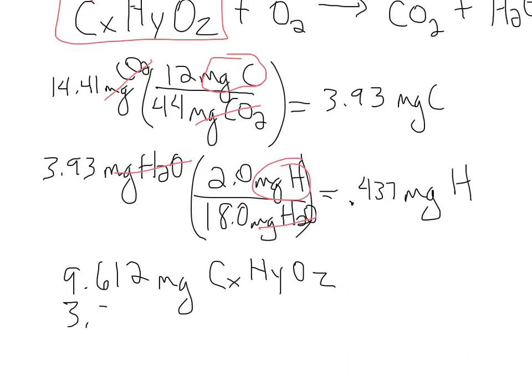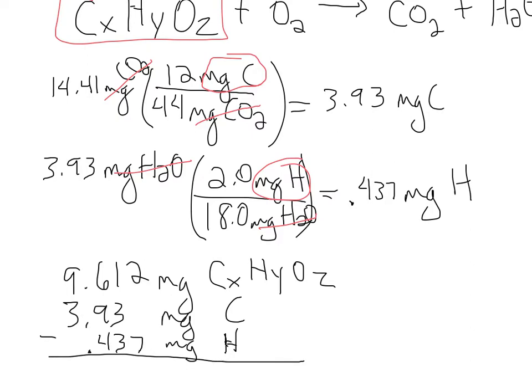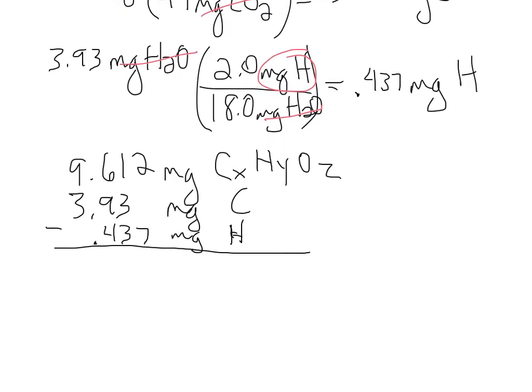We had figured out that there is 3.93 milligrams of carbon and 0.437 milligrams of hydrogen. All we're going to do is subtract. The element that we haven't accounted for yet is the oxygen. So if you subtract away the mass of the carbon and the mass of the hydrogen, and the unknown compound only has carbon, hydrogen, and oxygen, then the remaining mass, which for me works out to be 5.245 milligrams, must be attributed to the oxygen.